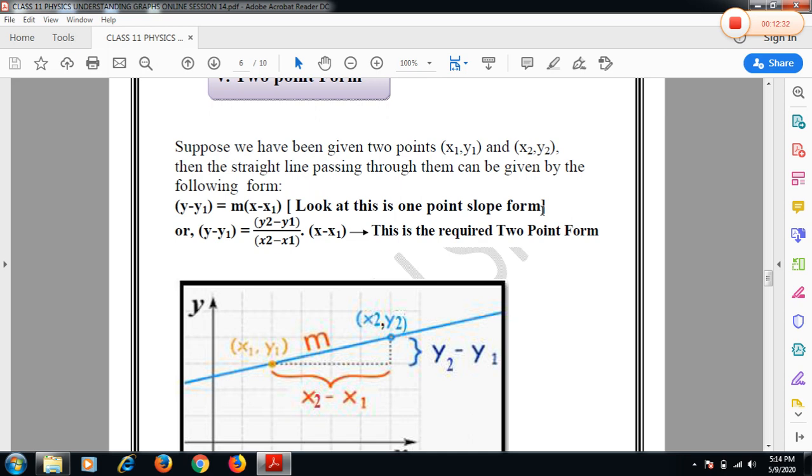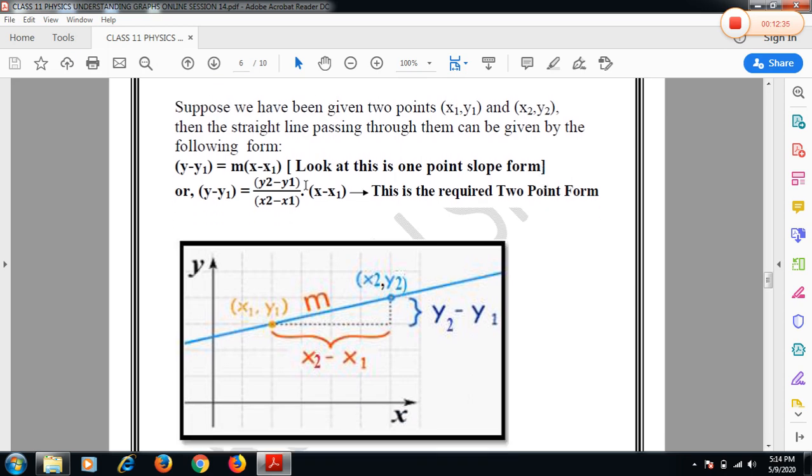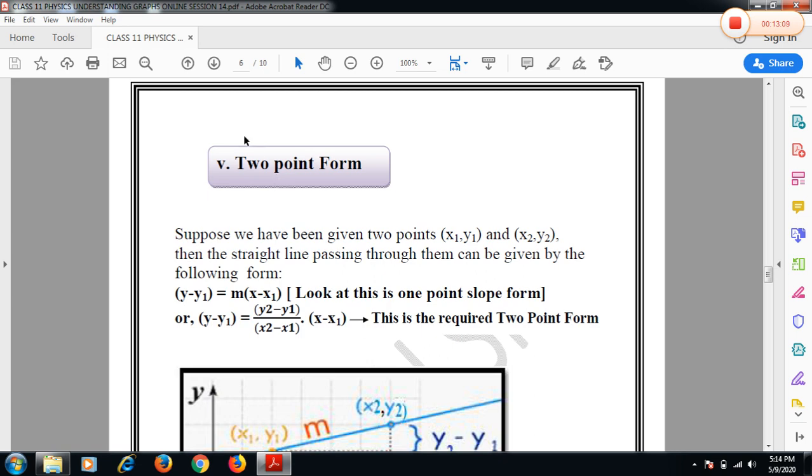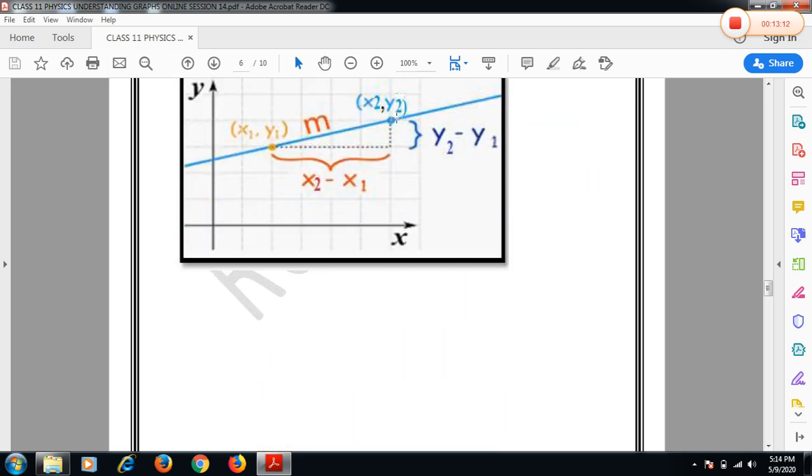This two-point form of a straight line can also be written in the following form. Please note it down. y2 minus y1 by y minus y1 equals x2 minus x1 by x minus x1. This is none other than the same equation, and this last equation is a variant form of the earlier equation only. The last form that I have told you is the most used form in this two-point formation.